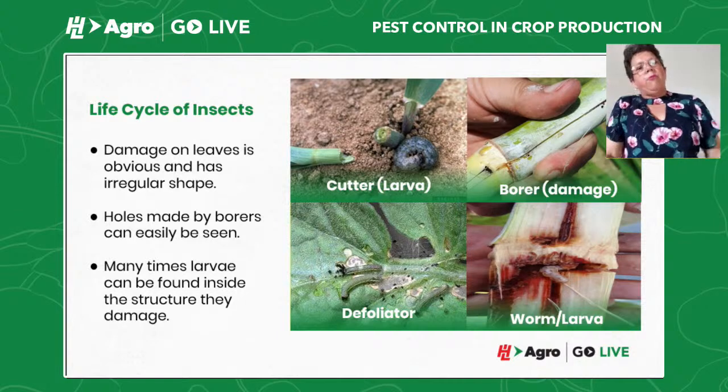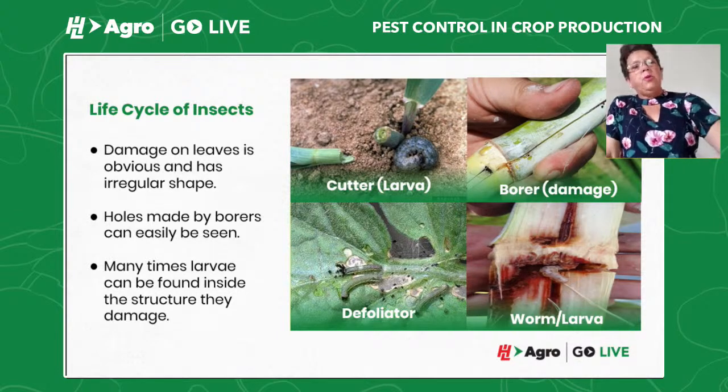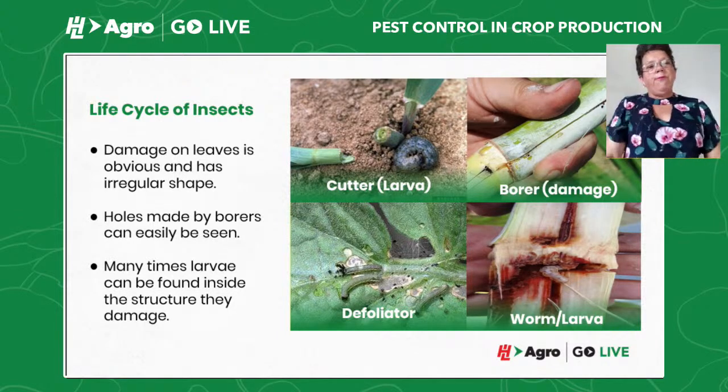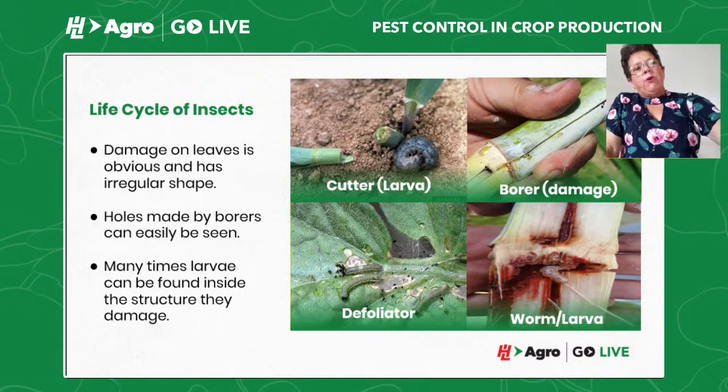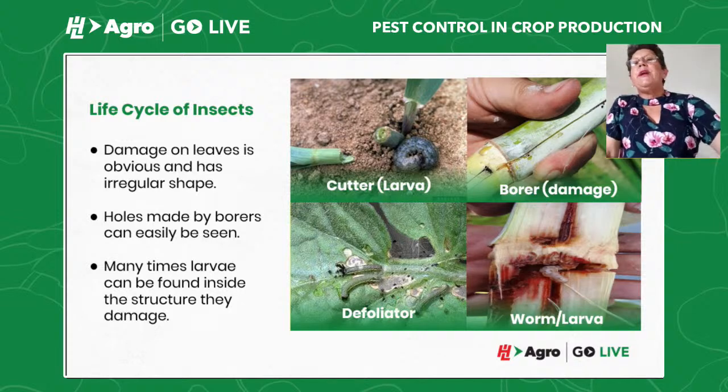Now here on the right, we have borers. You can see the small holes in sugarcane made by the borer in the upper photograph. And in the lower photograph, you can see the larva inside the channel that it has made in the sugarcane. In these pictures, you can see the three types of larva that you may have: acting as cutters, as defoliators, or as borers.